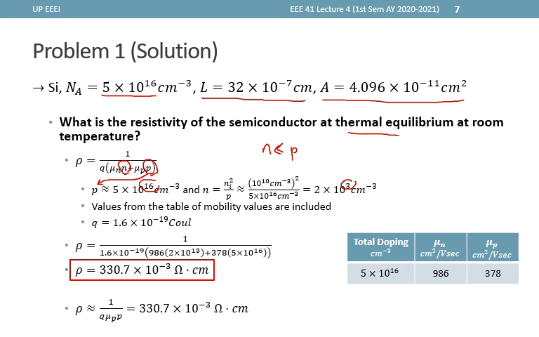So since n is much less than p, we can actually remove the mu n n term and just use 1 over q mu p p. And the answers are close enough, and we'll just get the same value, 330.7 times 10 raised to minus 3 ohm centimeters.